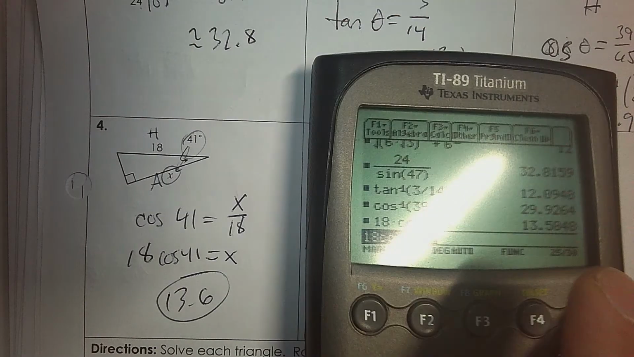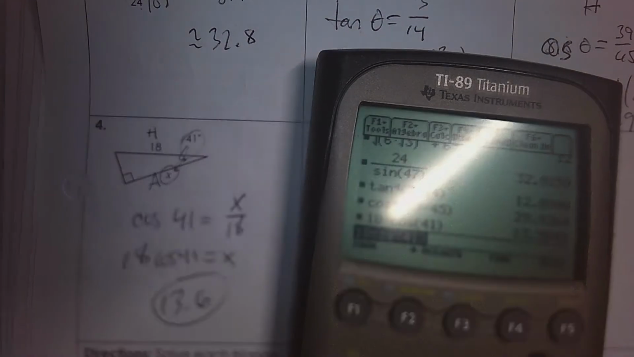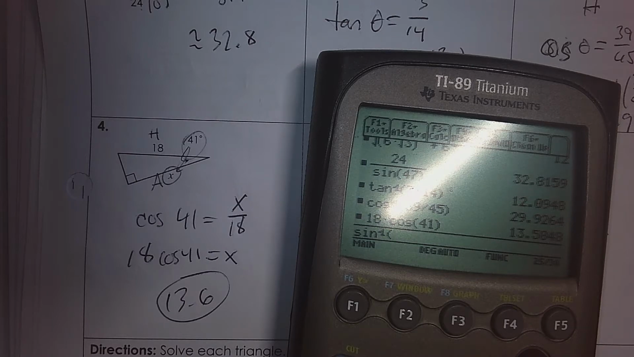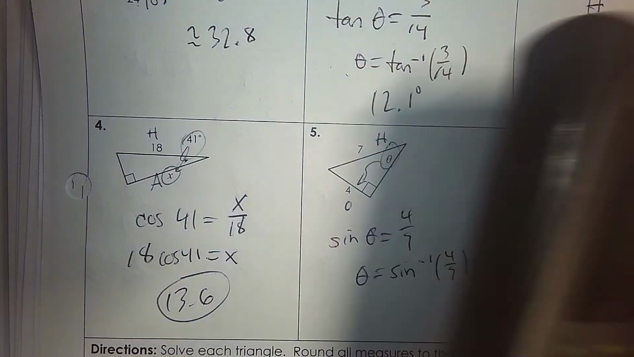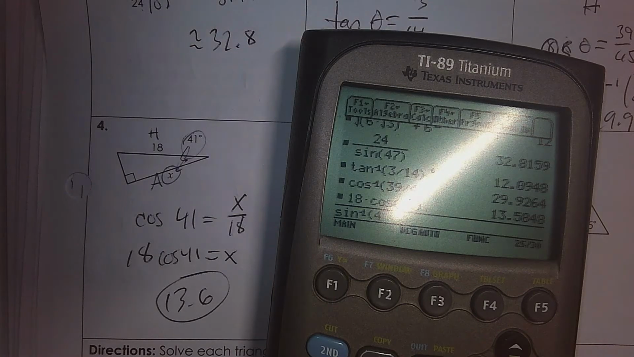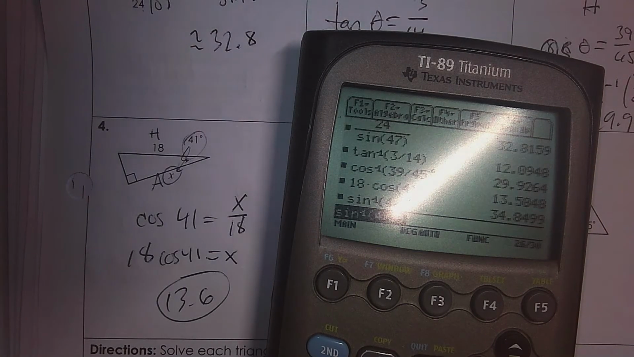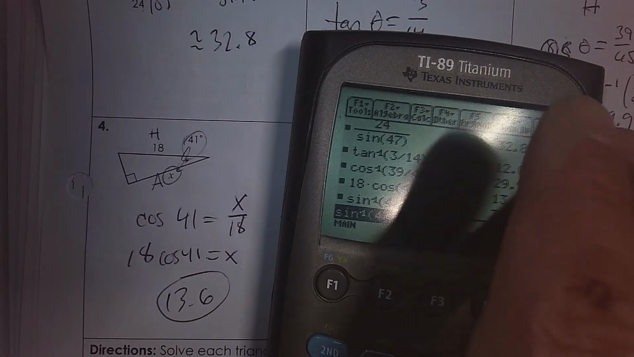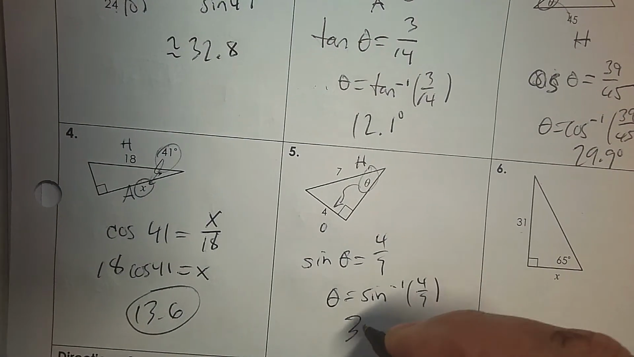So for this one, it's diamond y for inverse, and then type in 4 over 7, yeah. Diamond enter. So it's 34.8.